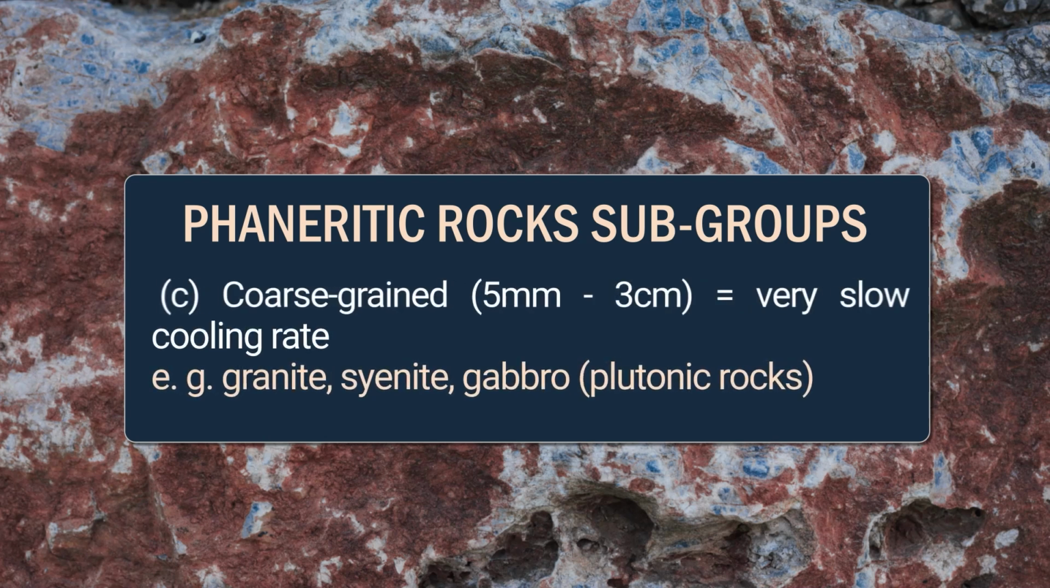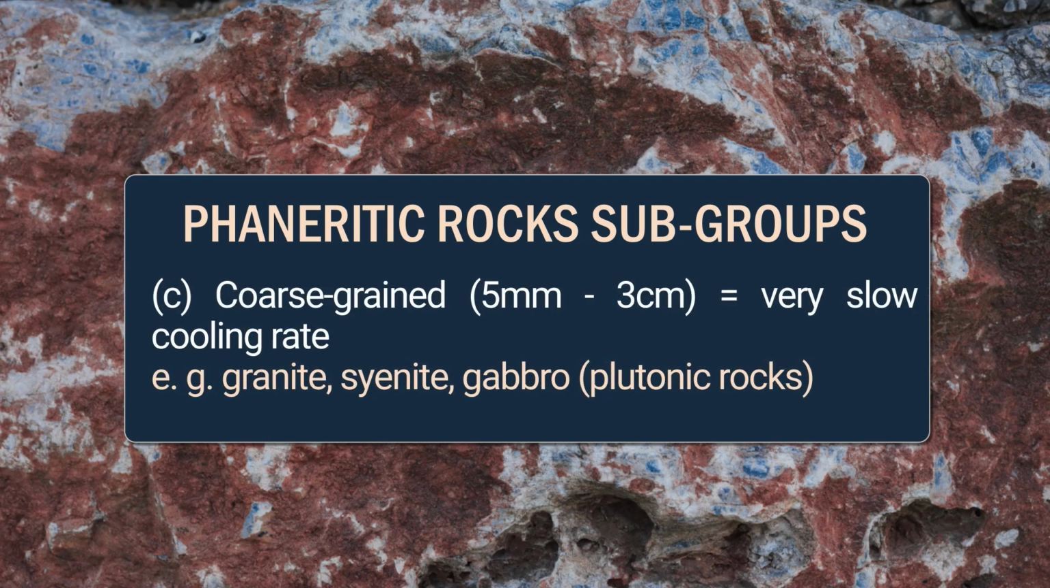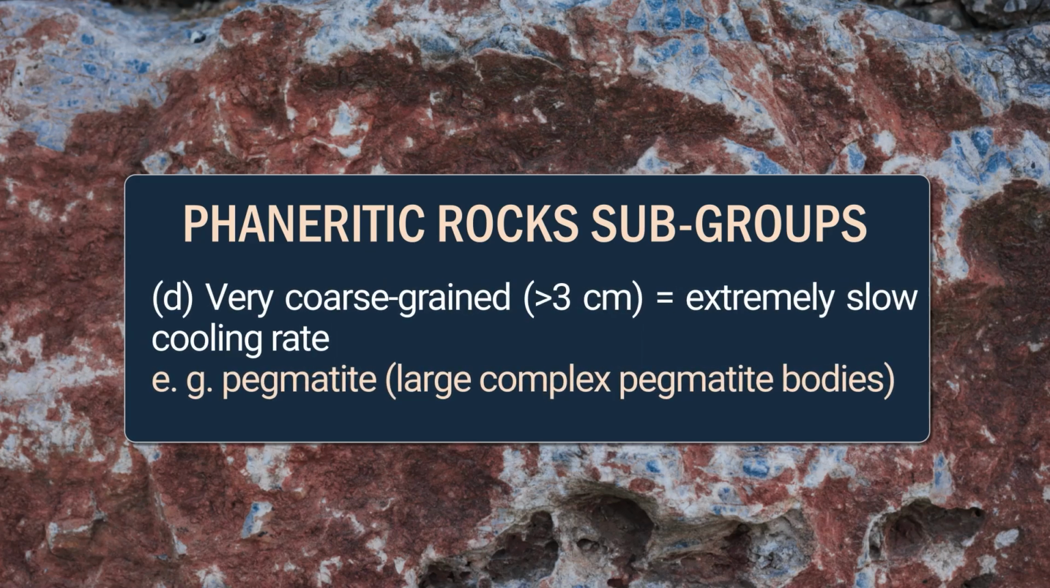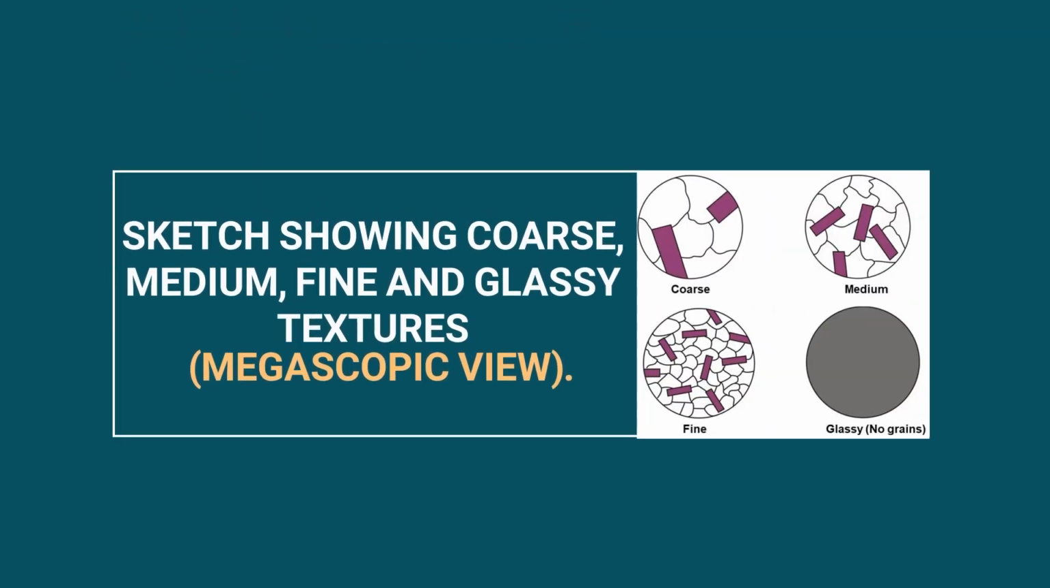Coarse grained rocks, very slow cooling rate, for example granite, syenite, gabbro in the case of plutonic rocks. Then next is very coarse grained rocks, extremely slow rate of cooling, for example pegmatite, large complex pegmatitic bodies. Here I have shown you all the 4 varieties: coarse grain, medium grain, fine and glassy texture in a megascopic view. In case of glassy, there is no grain which can be seen, even in thin section.